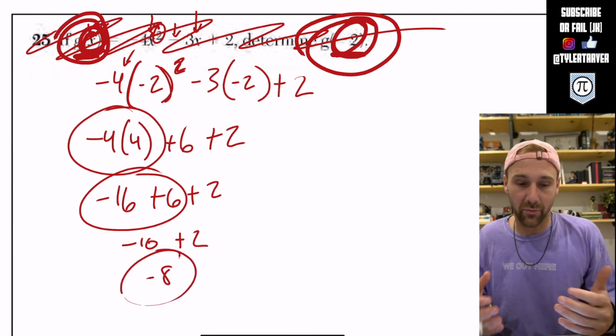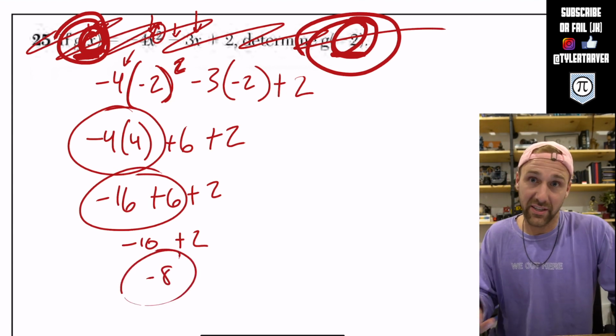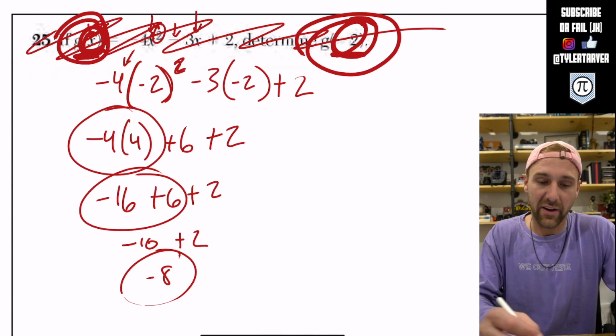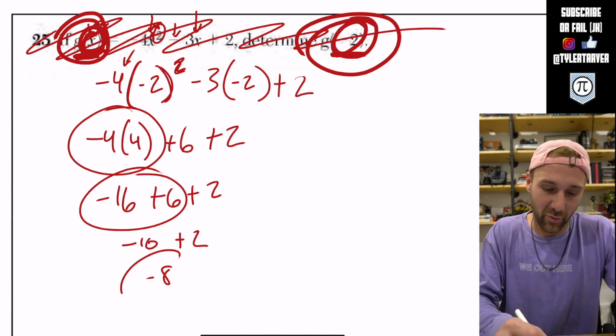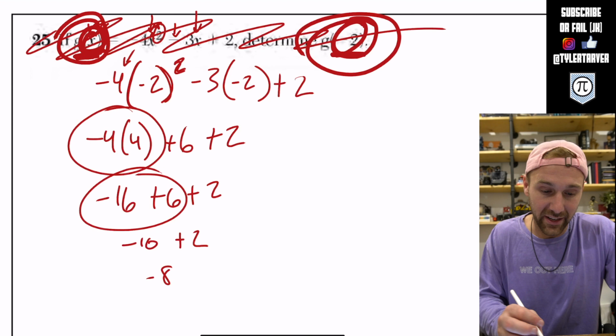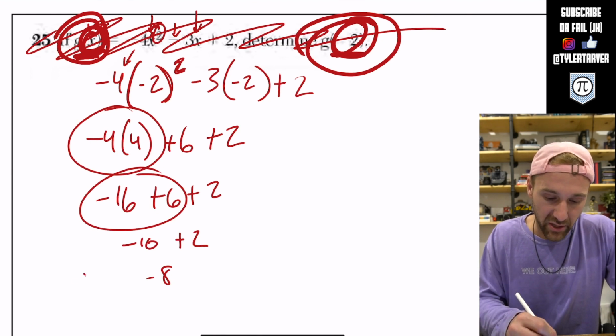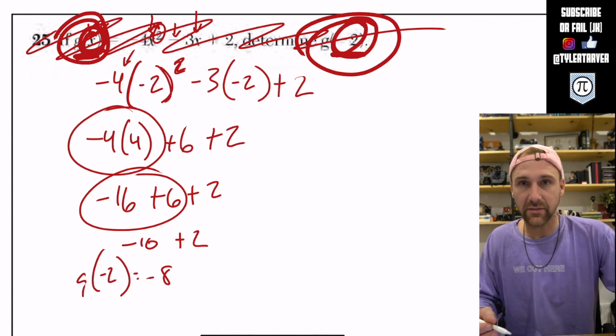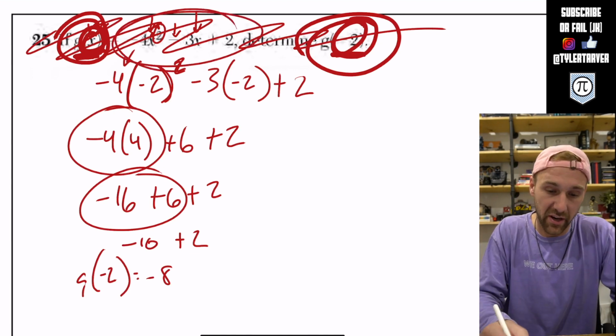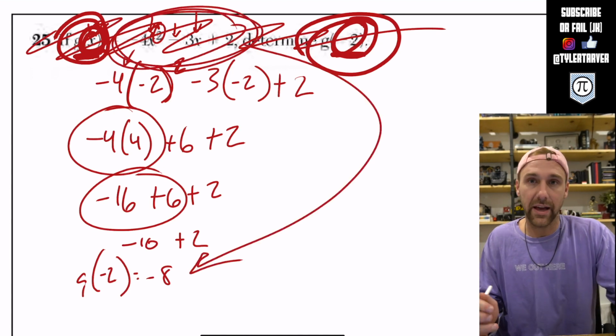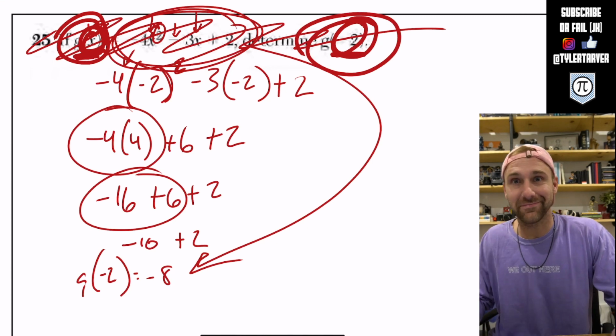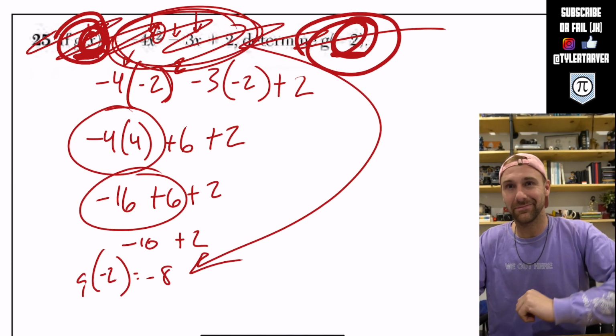I always like to circle my answer because it shows people where the answer is. Whenever people don't, it's like they want you to forget where the answer is because they're not confident in it. So I would probably put g of negative 2 equals negative 8. Okay, because that's what this equals. This up here equaled negative 8. There you go. You did it. We did it, guys. Look at us. Who would have thought? Not me.